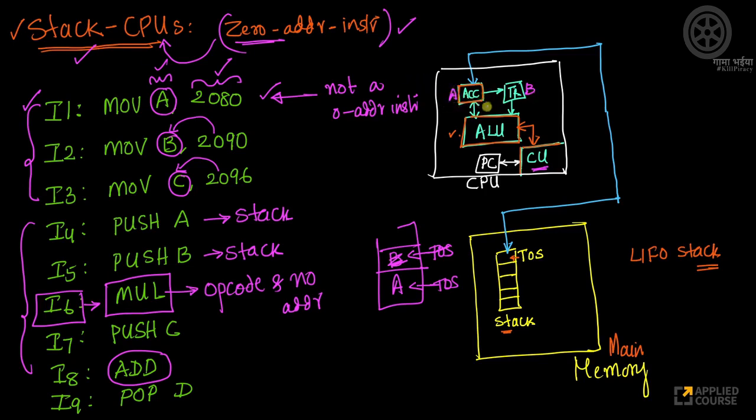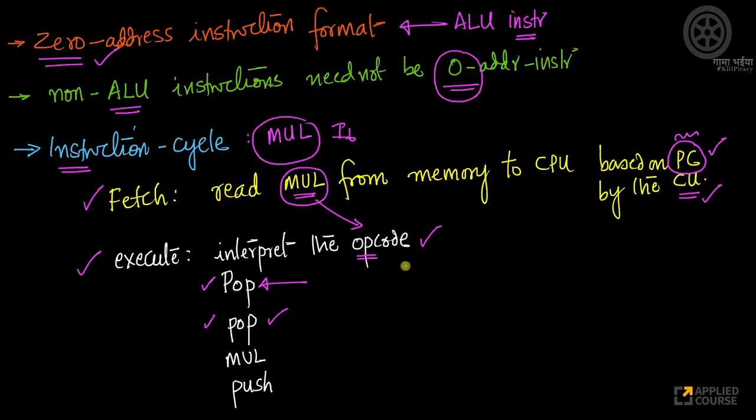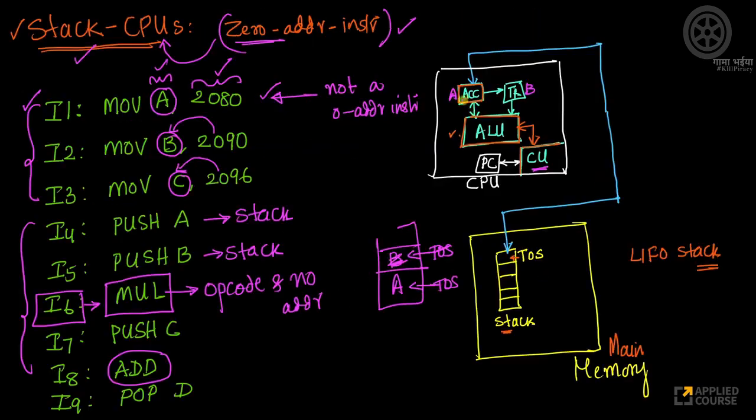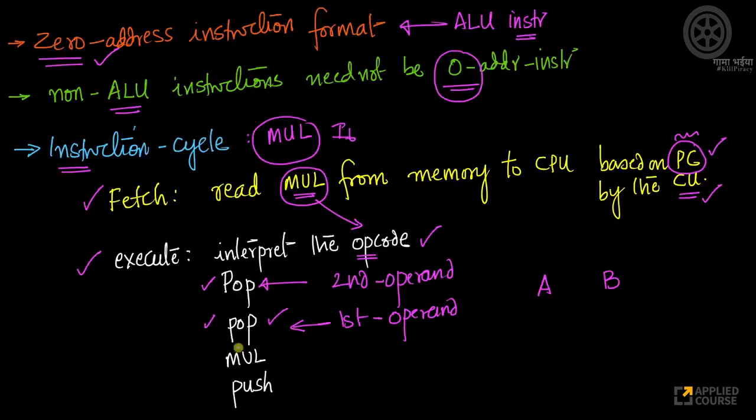So now we got both the operands. Look at this. First we always pop the second operand, as a convention. Next we pop the first operand. So we got our B in our temporary register, and we got our A in the accumulator. Now what is the next operation it has to perform? It has to perform the actual multiplication itself.